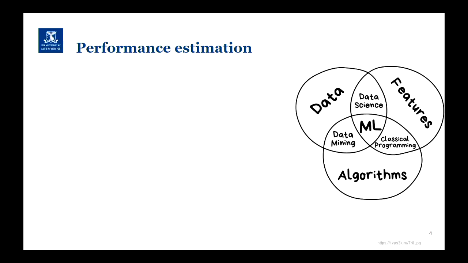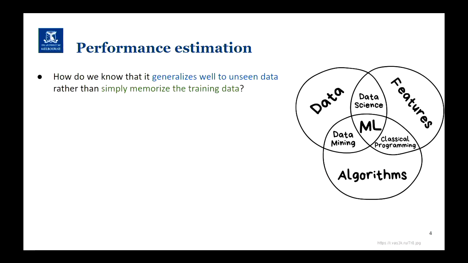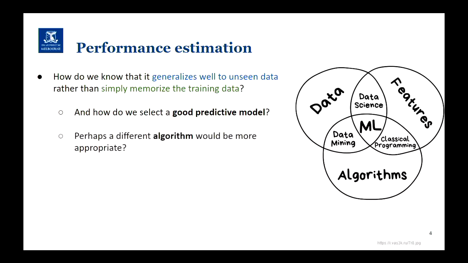So we want to do performance estimation. If you remember, there are three main components for supervised learning: the data, the features we calculate from the data, and the actual learning algorithms that will try to identify combinations and links between the features and the data we have. So the question is, how do we know that our model is generalizing? So it's predicting well on unseen data rather than just simply memorizing the training data we have. And what we want to answer is actually, how do we select a good predictive model? How do we choose from different models?